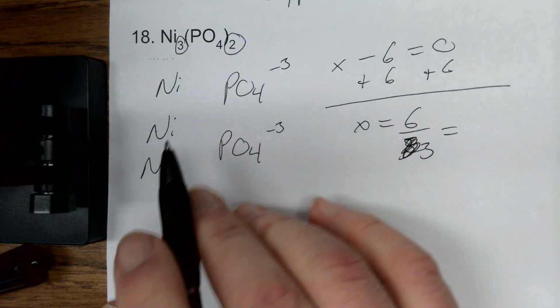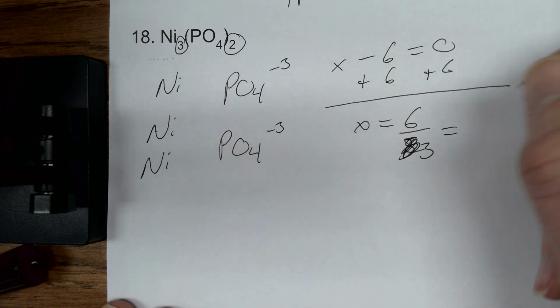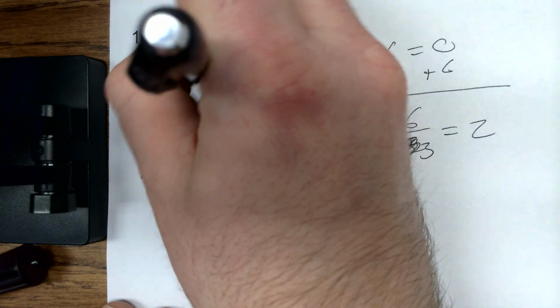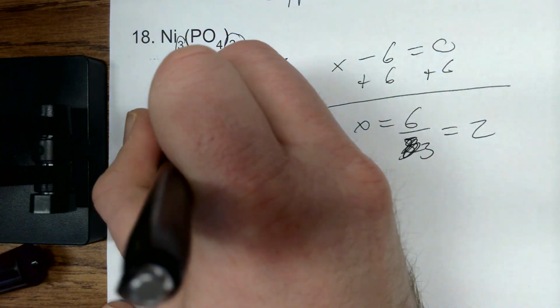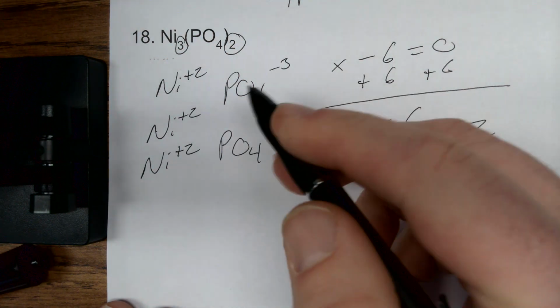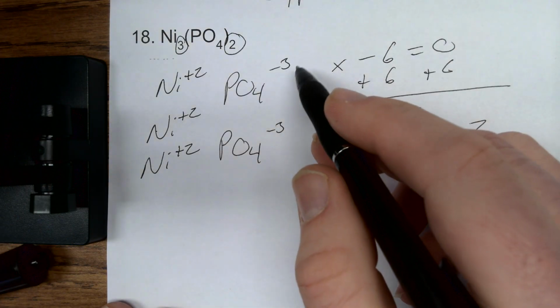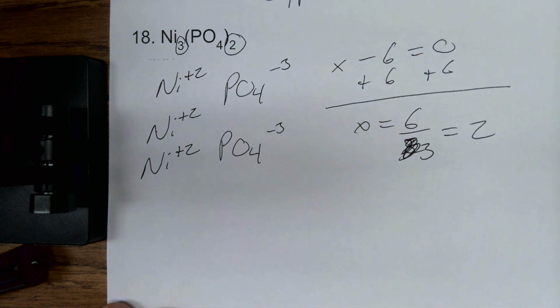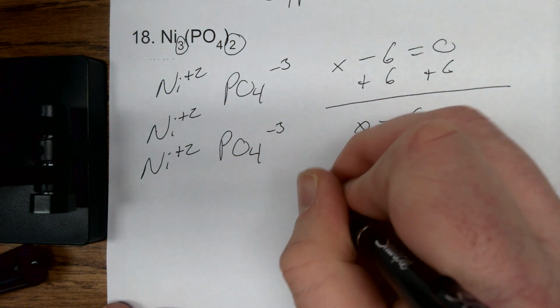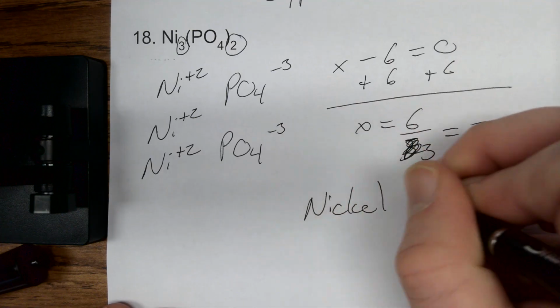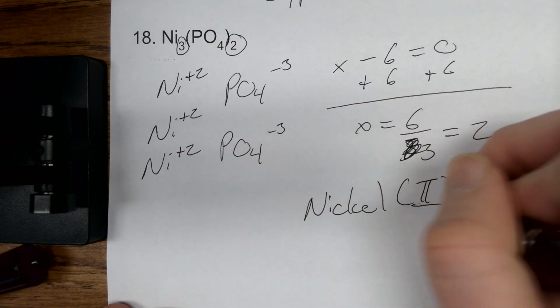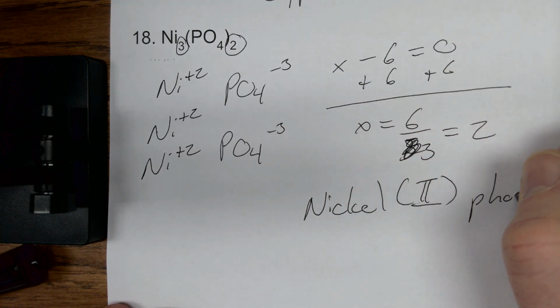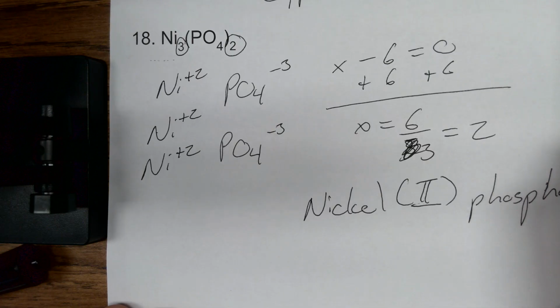What's the charge on each nickel? 2. Plus 2, plus 2, plus 2. 2, 4, 6, minus 6. 6 minus 6 equals 0. Therefore, I'm working with nickel(II) phosphate.